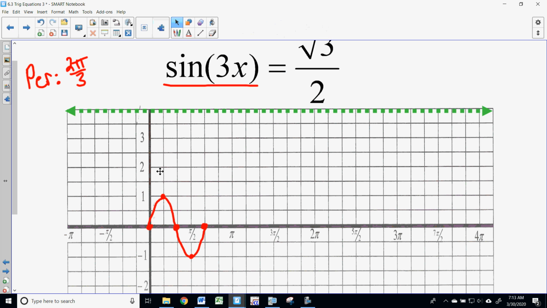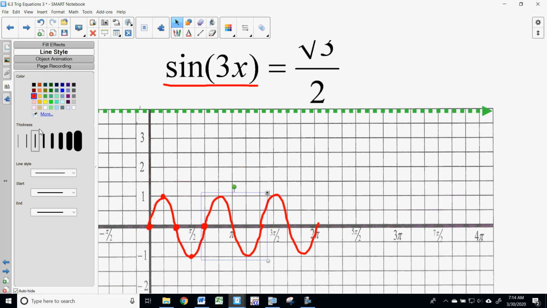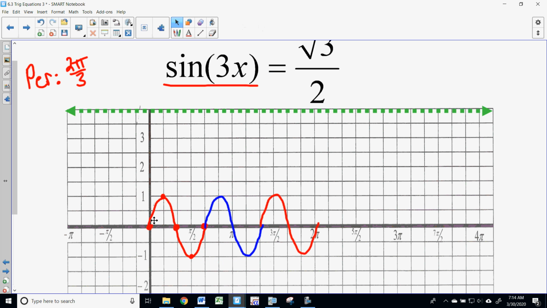Now, that's one period, but we're solving these questions on 0 to 2 pi or 0 to 360. So let me change it up so this graph repeats over and over again so that it goes all the way to 2 pi. You can see what happens when you put that 3x in the same distance from 0 to 2 pi. I now have 3 sine curves. You can see I have the red, the blue, and the red. I have 3 separate sine curves.